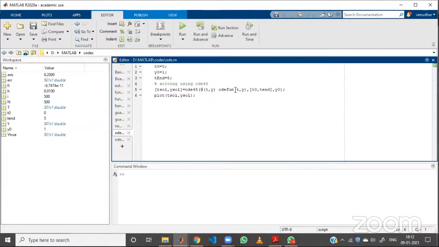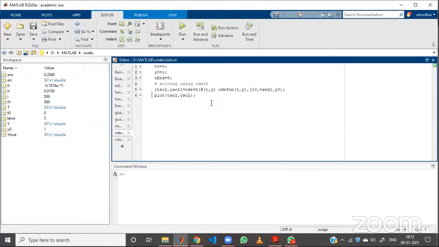What is this odefun? odefun is nothing but a function name which gives the output dy equals minus 2ty. And here we have to initialize the value y of 0. What we have initialized is y of 0 is 1. This also gives the same result.